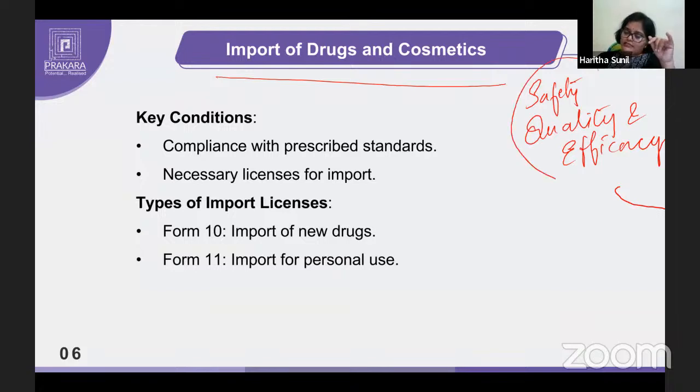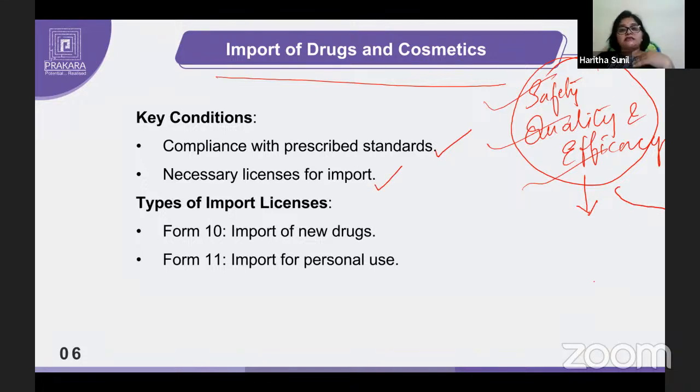Because if they meet these standards, then it is protecting public health, because it is directly influencing public health. That is why we are concerned about the safety, quality, and efficacy of the products, right? So these regulations are very important. Under this, there are two key conditions: compliance with the prescribed standards, and the necessary licenses for importing. First, we'll see compliance with the prescribed standards.